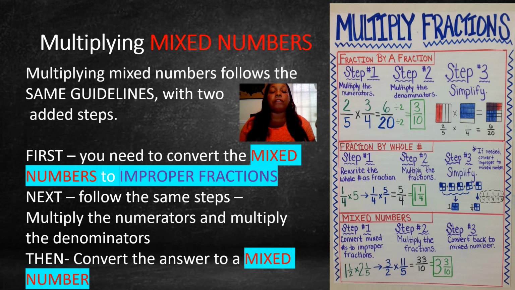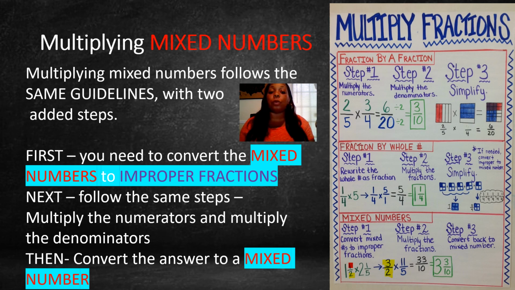So you convert a mixed number by multiplying the denominator. So I'm going to highlight that. You're going to multiply the denominator by the whole number. So 2 times 1 is 2. Then you are going to add that number 2 to the numerator. So 2 times 1 was 2, plus 1 is 3. So your new fraction here is going to be 3/2.